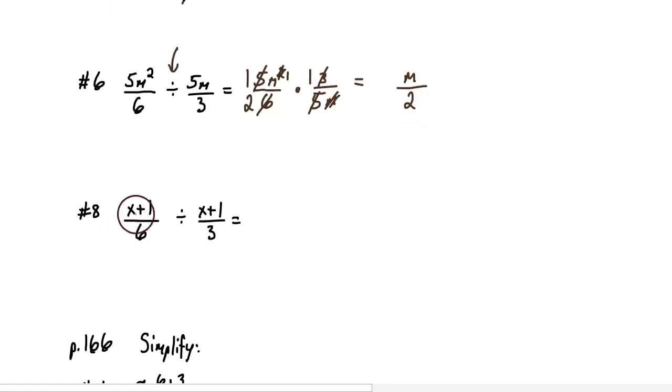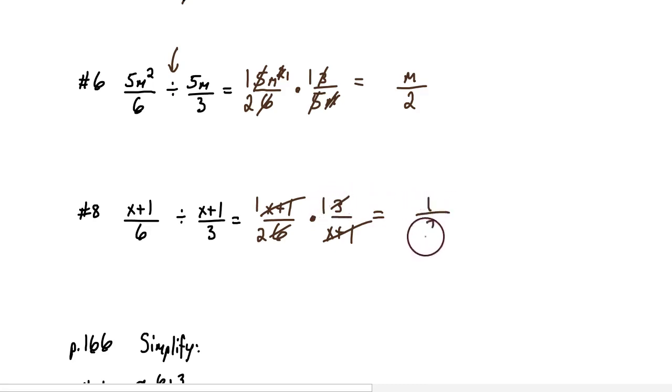Number 8 is another dividing problem. So the first thing you do is rewrite it as a multiply question. Change to times, flip over the second fraction. Now look for reducing. X plus 1 cancels x plus 1, just making 1. And 3 over 6 reduces. 6 divides by 3 twice, and 3 divides by 3 once. In the top, we have 1, and in the bottom, a 2.